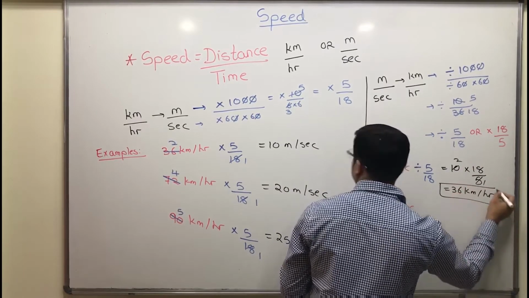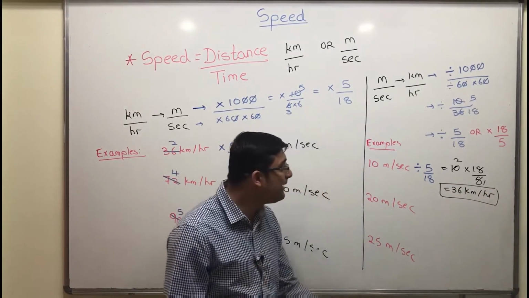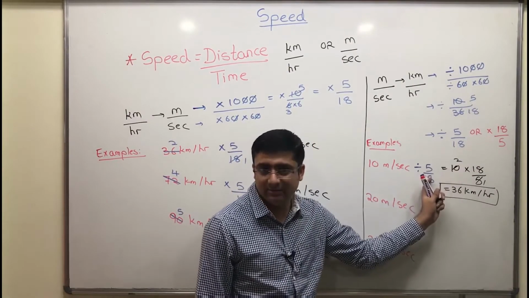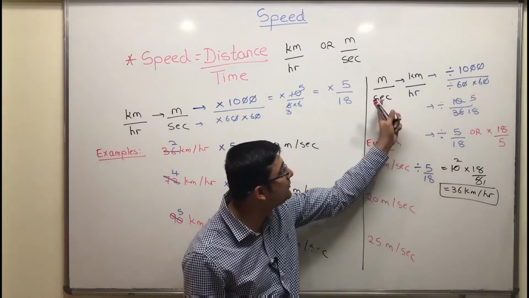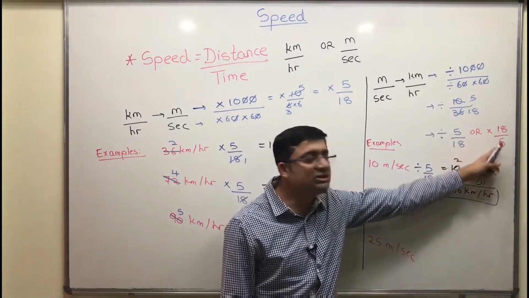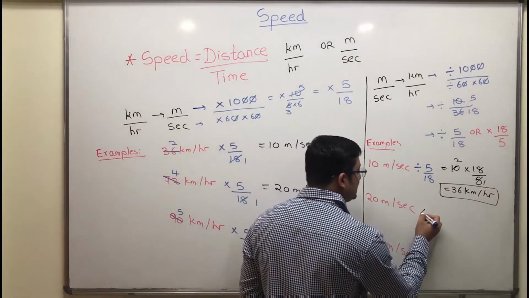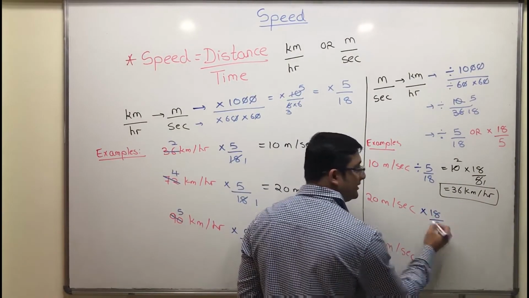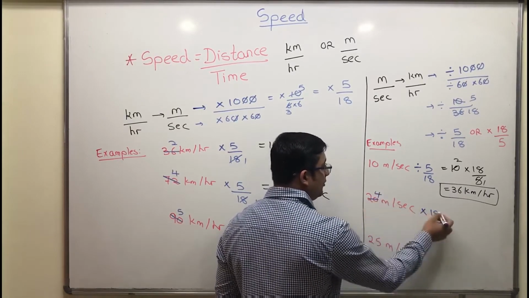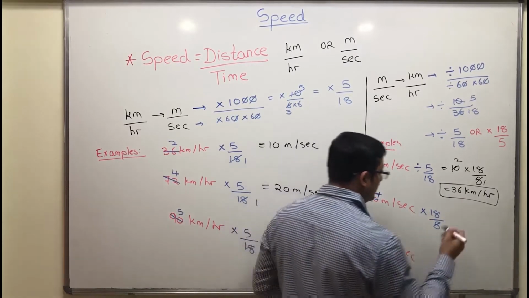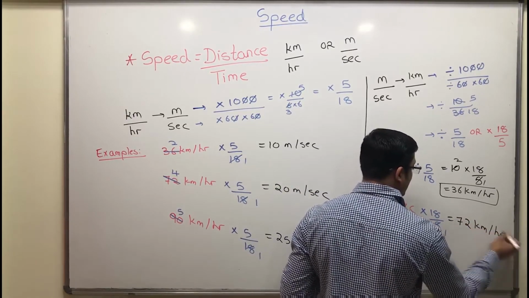Now I want you to compare over here, 10 meter per second, 36 kilometers per hour. So my suggestion is directly multiply by 18 by 5, because you'll essentially be doing that. So going forward, whenever you're converting from meter per second to kilometer per hour, just multiply by 18 by 5. Next, 20 meter per second. So directly I'll say into 18 by 5. Is this clear? 5 divided by 5, 1. 20 divided by 5, 4. What is 4 into 18? 72. So the answer is 72 kilometer per hour.